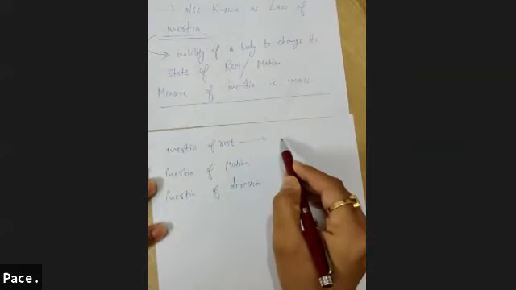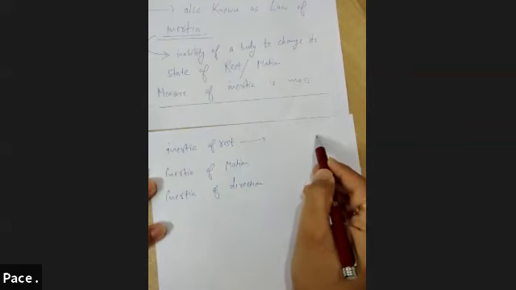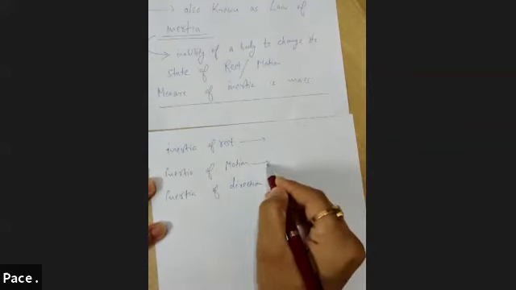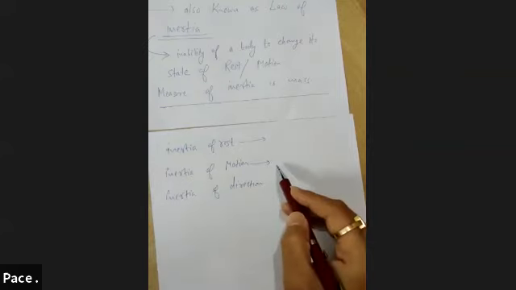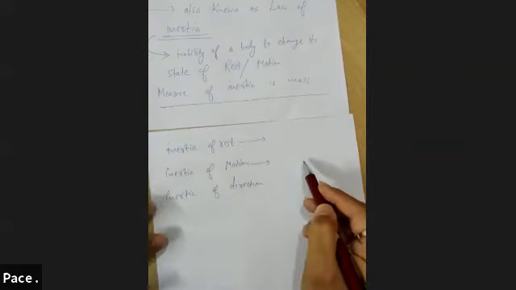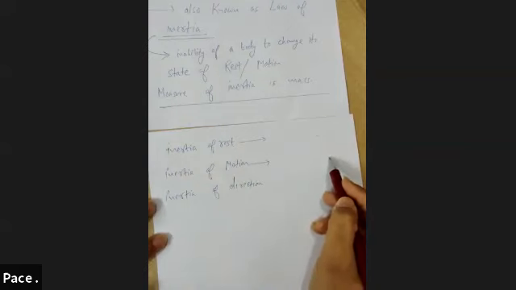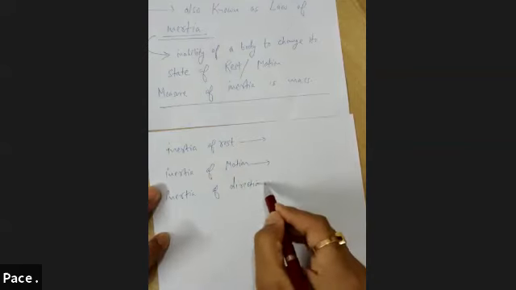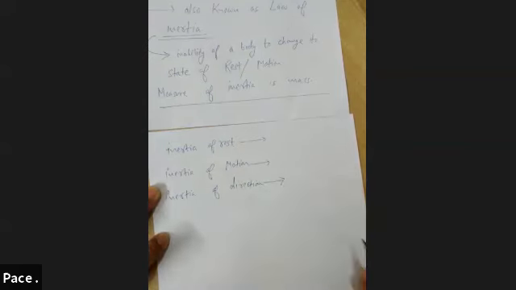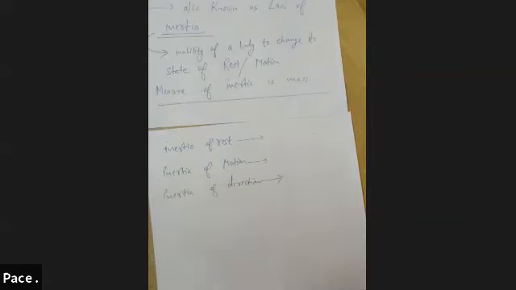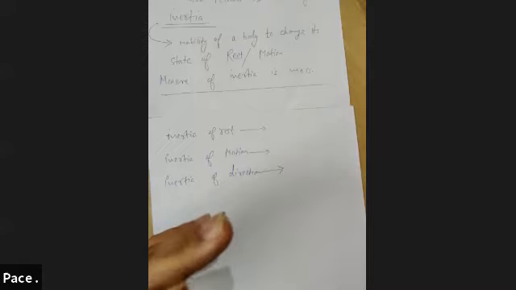Inertia of rest: if a body is in a state of rest, it will continue to be in a state of rest unless some external force is applied. Now, what is inertia of motion? If a body is in a state of motion, it will continue to be in a state of motion unless some external force is applied. Now, what is inertia of direction? Understand this. Most of you must be knowing it. Inertia of direction is if a particle is moving in a particular direction, then it will continue to move in that direction until or unless some external force is applied to change its direction.